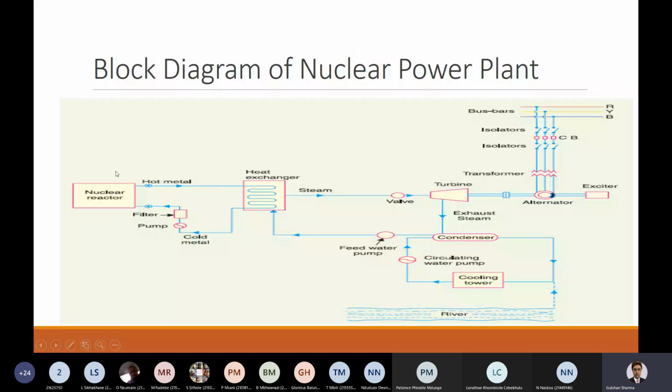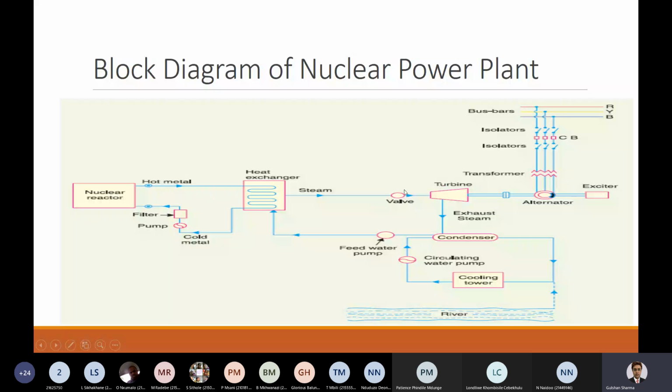I will repeat that there is one major difference: instead of the boiler that you have seen in the thermal power plant, in the nuclear power plant we have the nuclear reactor, from which the hot metal flows into these tubes in the heat exchanger. They release the heat to the water. After that, the cold metal flows with the help of the filter and pump back to the nuclear reactor. Now the high temperature steam from the heat exchanger is allowed to fall onto the turbine.